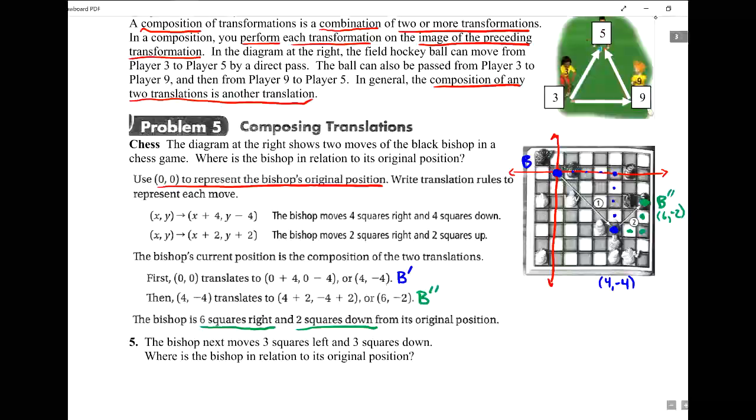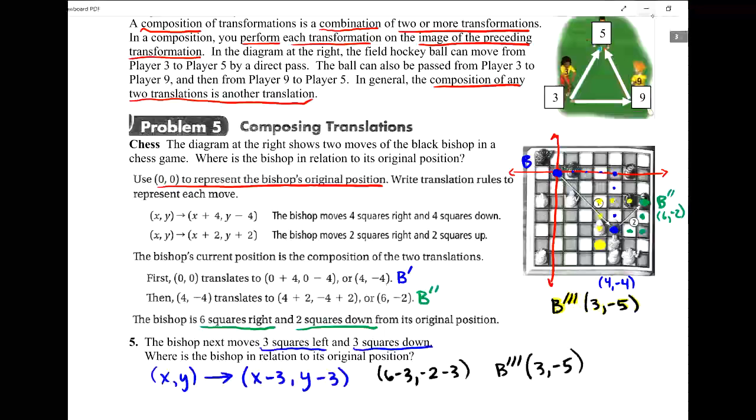So if this were only one move, which a bishop can't do, but if this were only one move, we could have translated directly by doing x plus 6, y minus 2. All right, pause and do the last problem. All right, it says the bishop's next move is 3 squares left and 3 squares down. Well, we know that 3 left is x minus 3 and 3 down is y minus 3. And we want to know where is the bishop in relation to its original position.